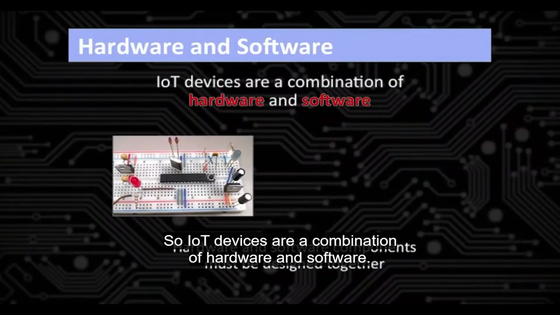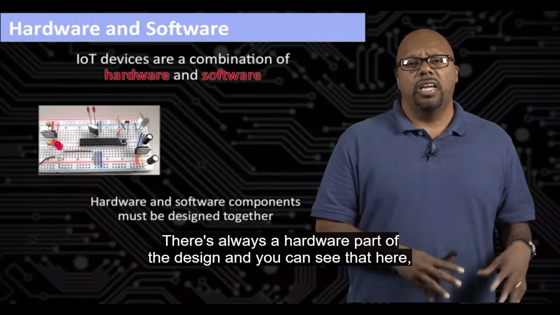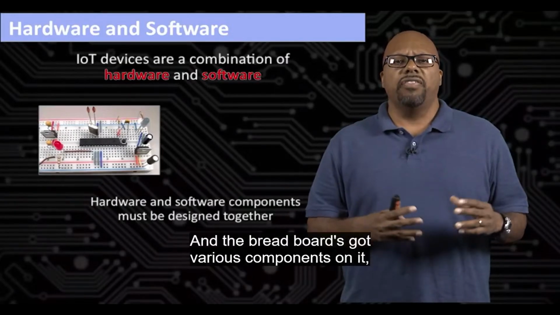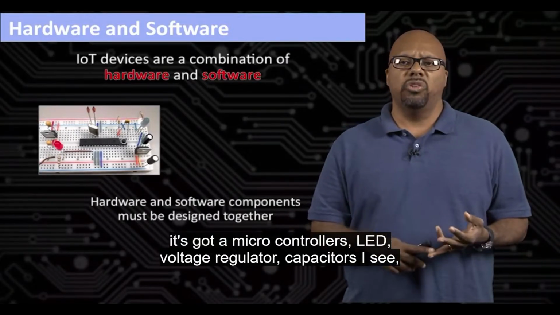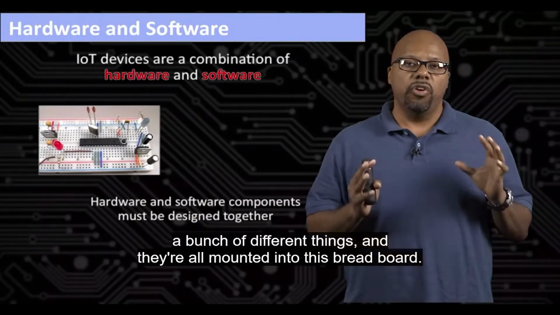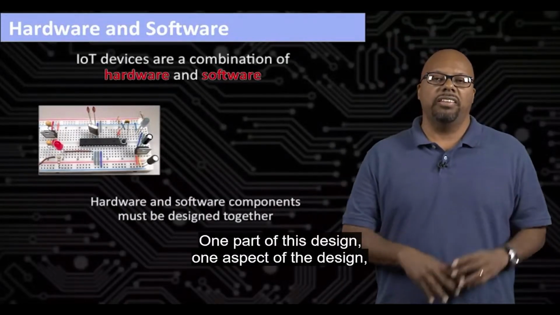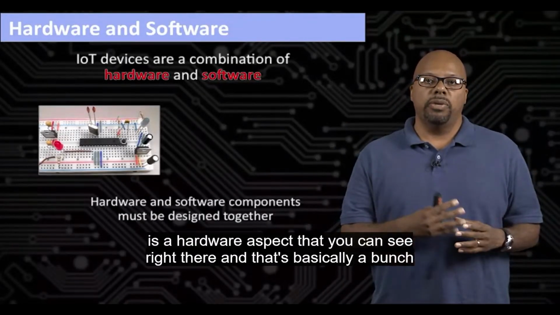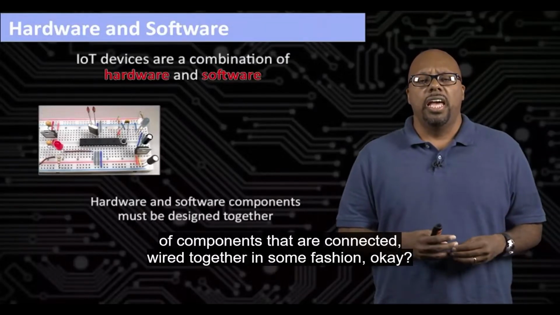So IoT devices are a combination of hardware and software. There's always a hardware part of the design, and you can see that here. We've got a breadboard, and the breadboard's got various components on it. It's got a microcontroller, LED, voltage regulator, capacitors, a bunch of different things, and they're all mounted into this breadboard. One aspect of the design is the hardware aspect that you can see right there, and that's basically a bunch of components that are wired together in some fashion. Okay, so that's part of the design.